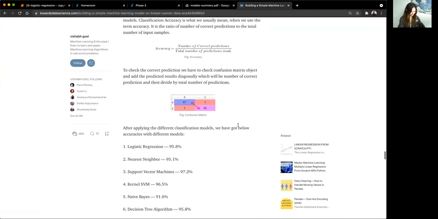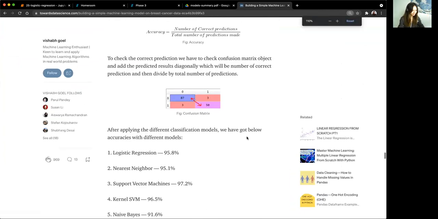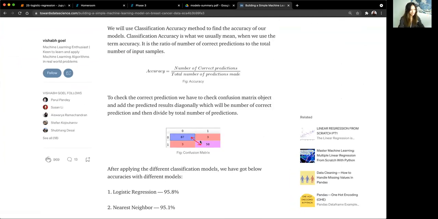Okay, well, this is kind of a confusion matrix. All right, so you have a confusion matrix here. Let's just say that 1 is cancerous, 0 is non-cancerous. You, as much as possible, want to reduce this number over here because you don't want to tell people that they don't have cancer when they really do.